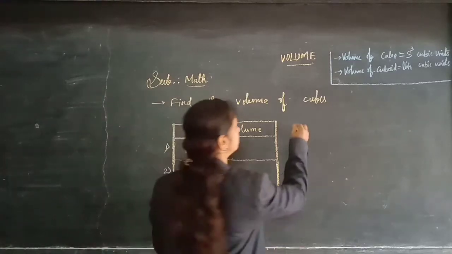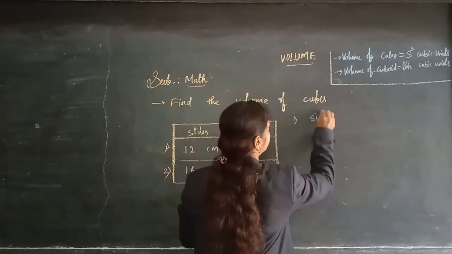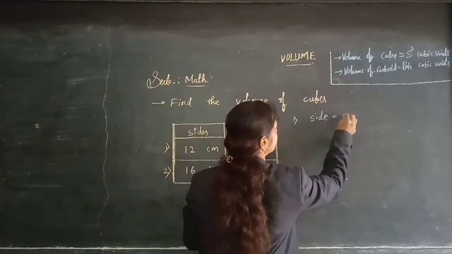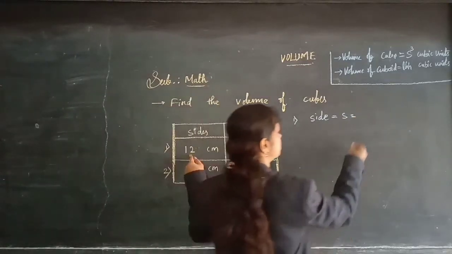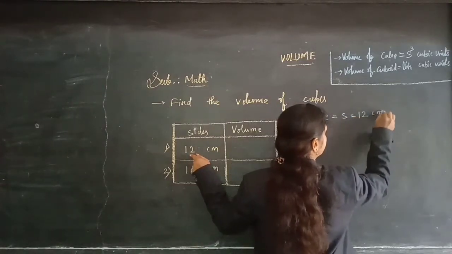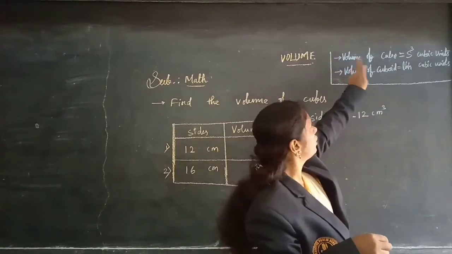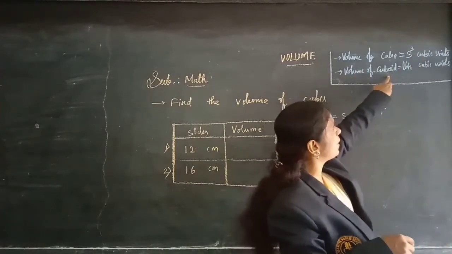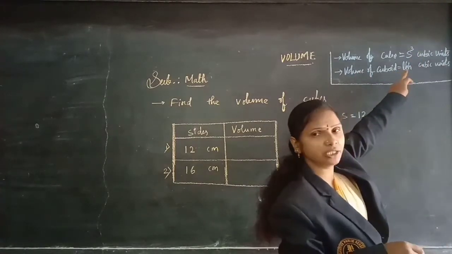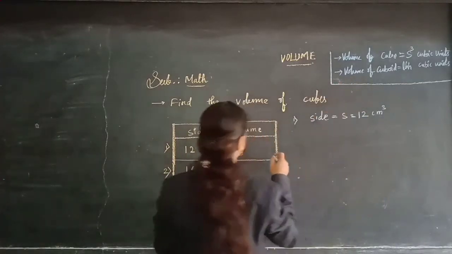First one I am taking here. The side length is given as 12 centimeters. Here at the top I have given the volume of cube formula, S cubed cubic units, and the volume of cuboid is L B H, length into breadth into height, cubic units. Let's find the volume of the cube here.